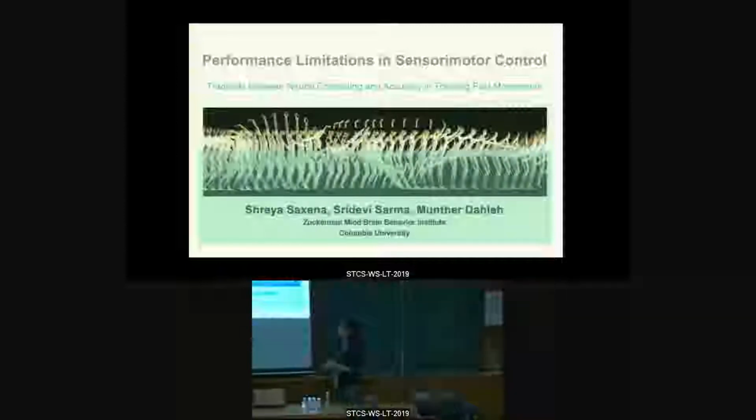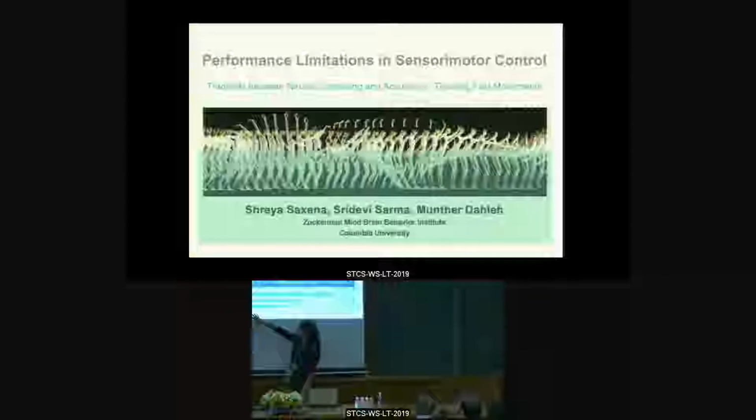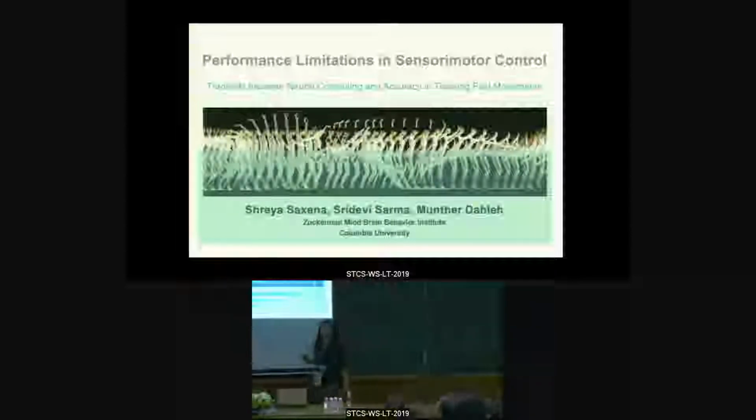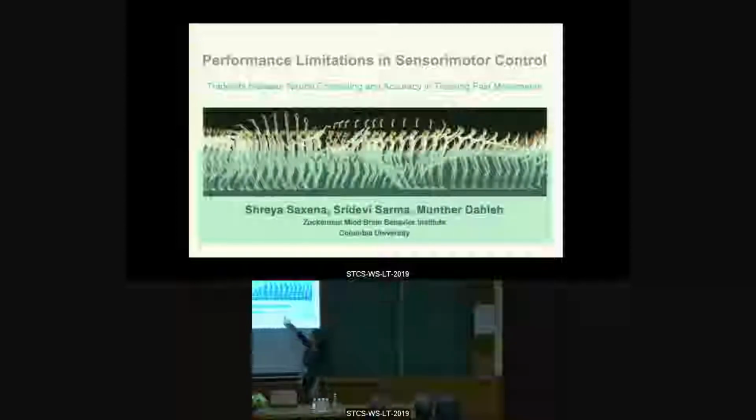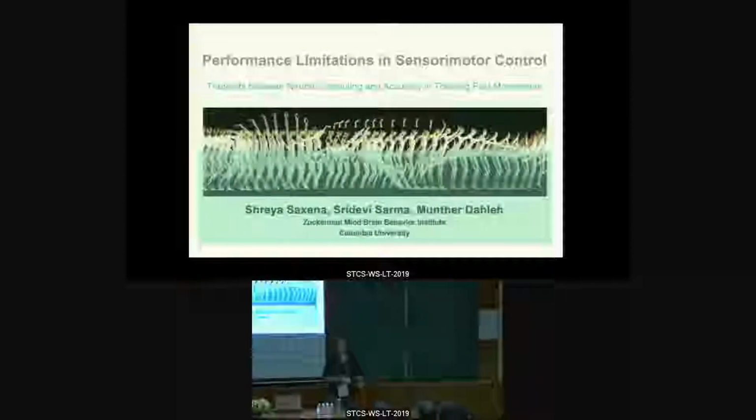Actually, this was work done primarily by PhD student Shreya Saxena, who's now a postdoc at Columbia University. Shreya was my master's student at Hopkins in biomedical engineering, and then she went to work with Munzer Dahleh at MIT to do her PhD. This talk is really about her PhD work. Munzer had much more of a contribution in this work than I did, but he's not talking about neuroscience, so I'm going to present this for him. If you like the work, you can attribute that to me. If you have issues or things, you can go to him and talk to him.